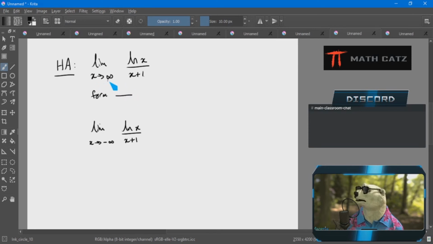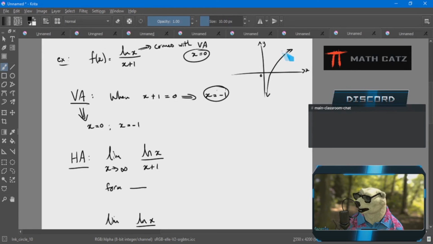X goes to positive infinity. What happens to the numerator? I read it off my graph. This is the graph of the natural log function. When x gets really big, it gets really big. Infinity. What happens to x plus 1? When x gets really big, it also gets really big.